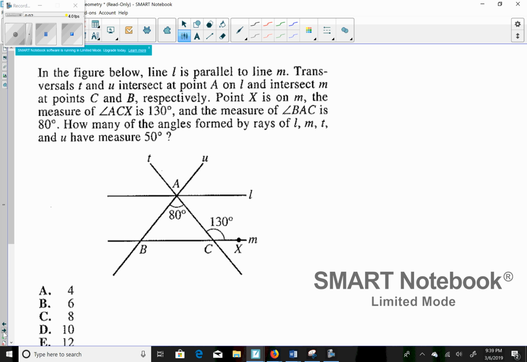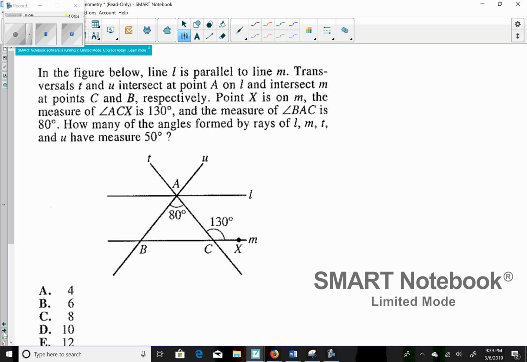The next one, it says in the figure below, line L is parallel to line M. Transversals T and U intersect at point A on line L and intersect M at points C and B, respectively. Point X is on M. The measure of angle ACX is 130 degrees, and the measure of angle BAC is 80 degrees. And it's all marked there. I still like to read it, but you don't really have to. How many of the angles formed by rays L, M, and T have a measure of 50 degrees?